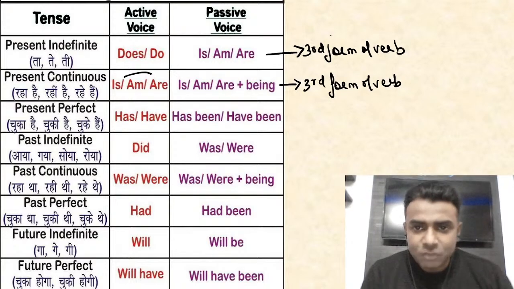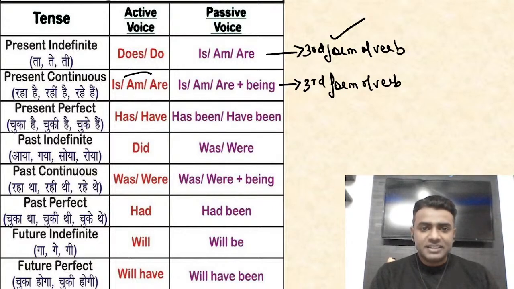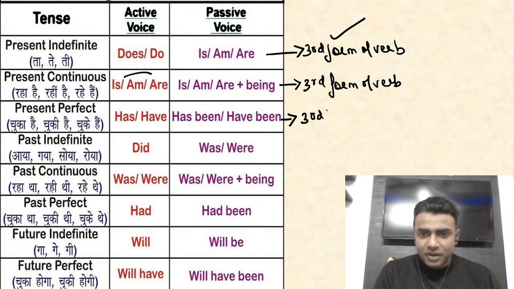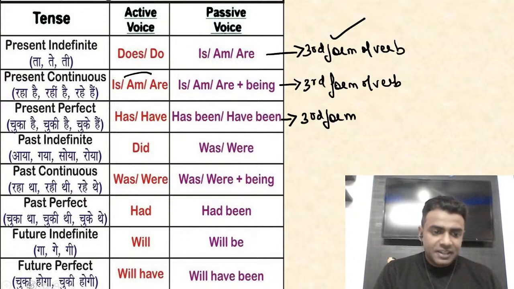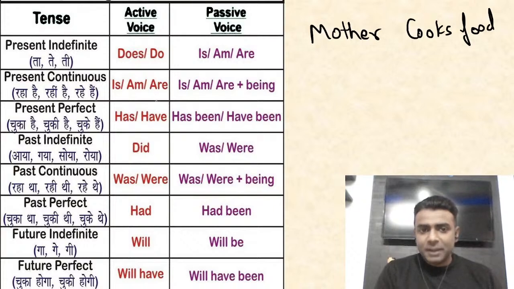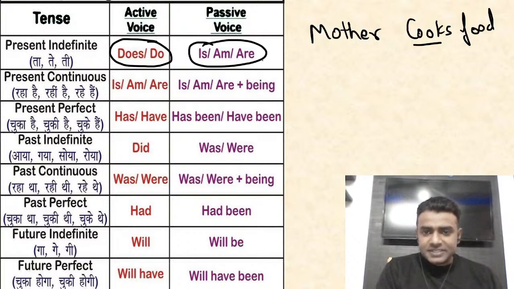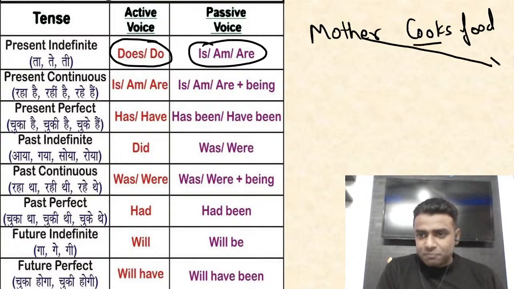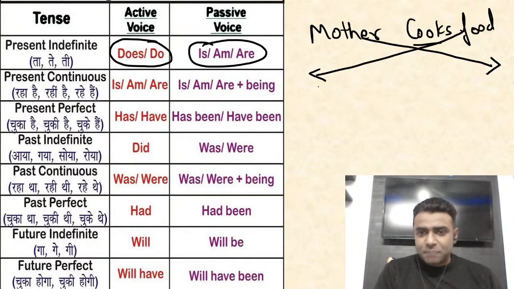So remember this, you'll have to apply this whether it is any kind of tense. Again the same thing, third form of verb. Shall I quote a sentence? I'll tell you. For example, if there is a question, mother cooks food. So you will have to find it out in the table that cooks, that is present tense. You will find it over here. This changes into this. So the subject of active voice becomes the object of passive voice. The object of active voice becomes the subject of passive voice.